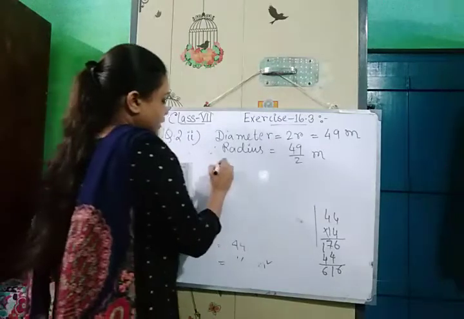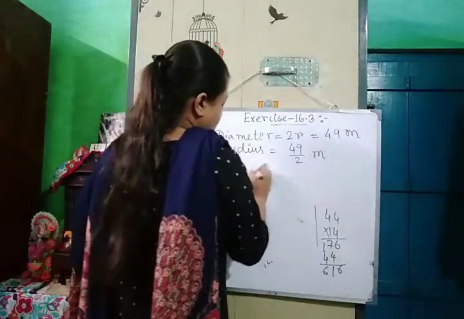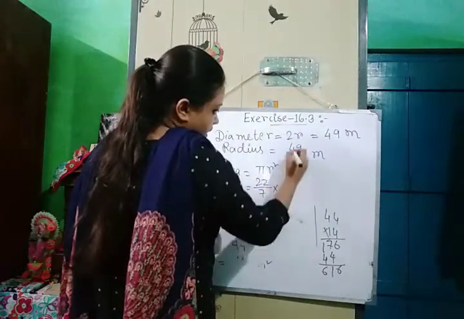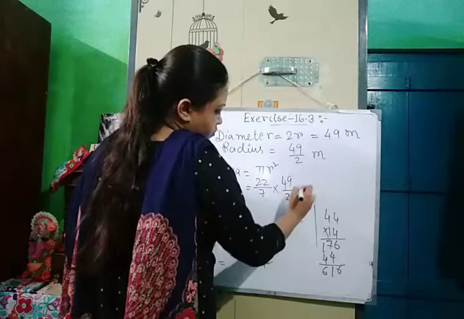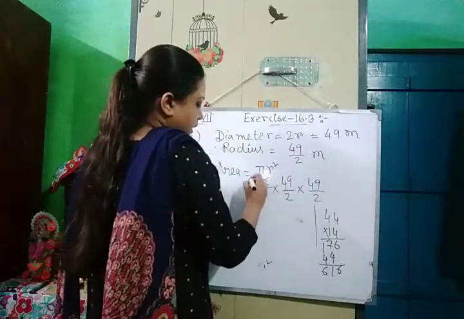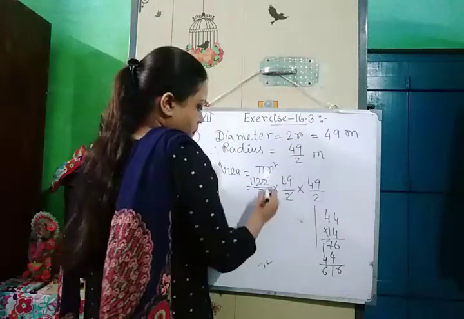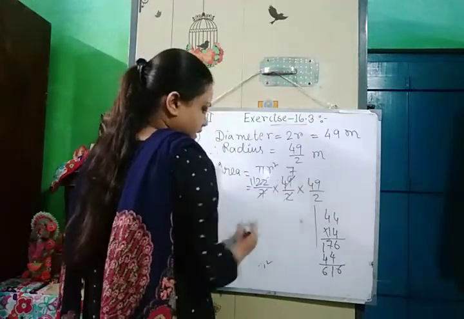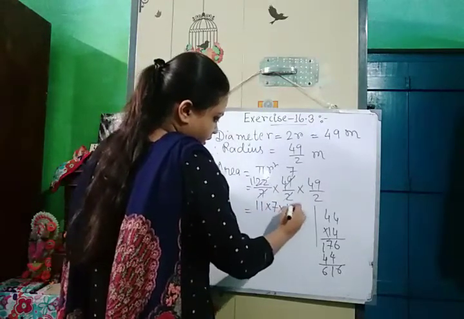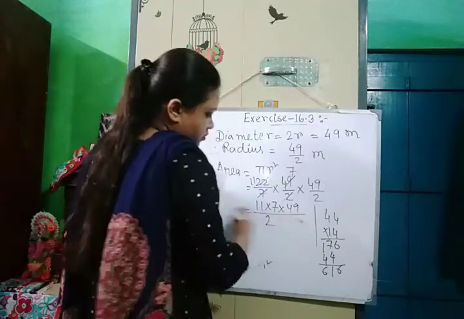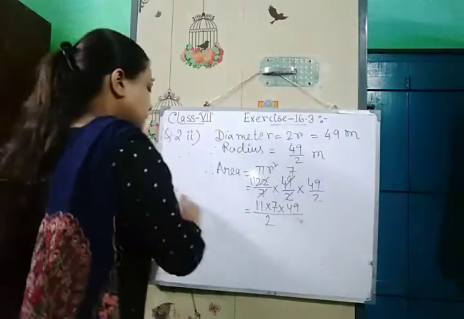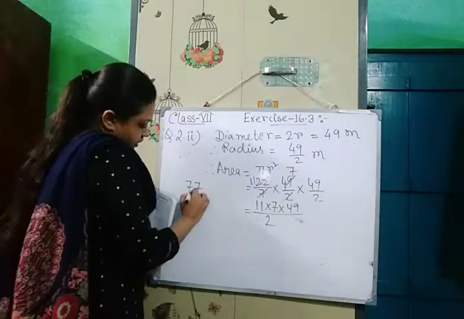Therefore the area equals to pi r square, which is 22 by 7 into r is 49 by 2. So r square means 49 by 2 into 49 by 2. 2 11s are 22, 2 1s are 2. 7 1s are 7, 7 7s are 49. So it's 11 into 7 into 49 by 2. So I am doing the multiplication here. 77 into 49.